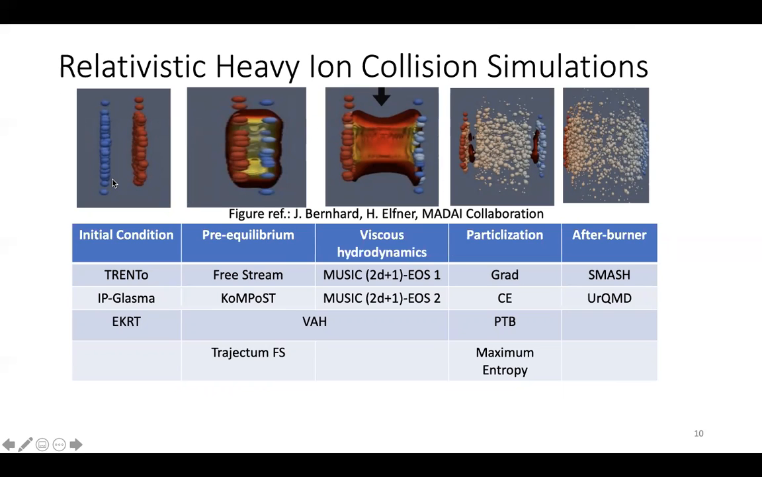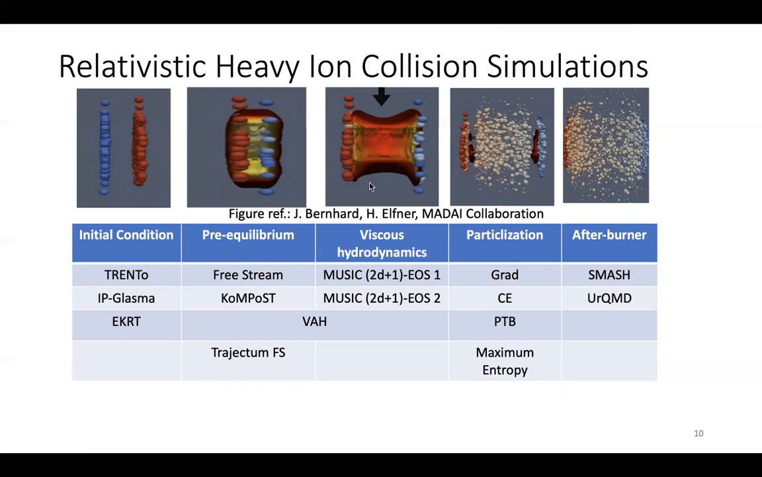We have the initial condition stage, where we have two incoming nuclei at relativistic speeds colliding with each other, making this hot and dense state of matter, which we call the quark-gluon plasma. Then this highly out-of-equilibrium state of matter expands and cools down using some pre-equilibrium dynamics. And then as it cools down, it gets closer to some equilibrium phase.